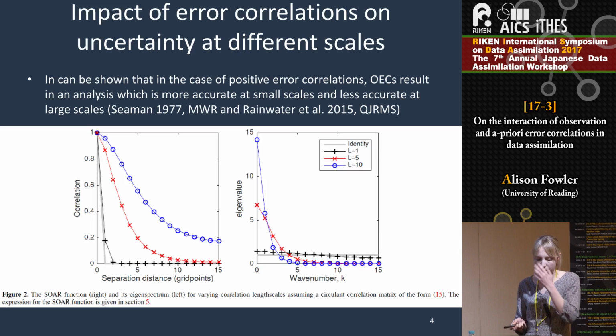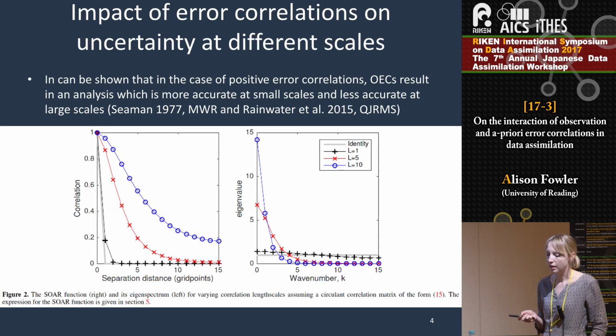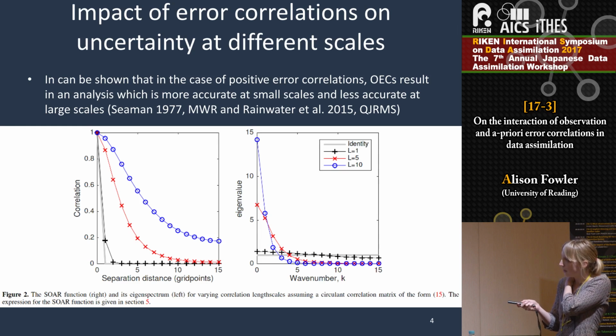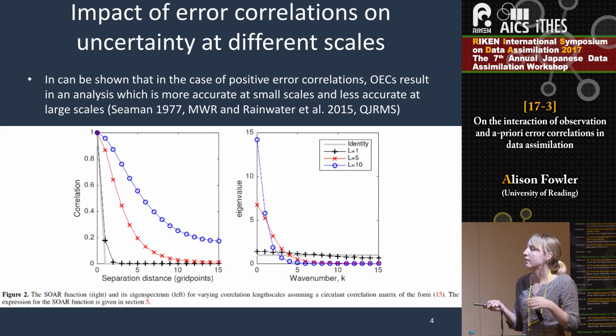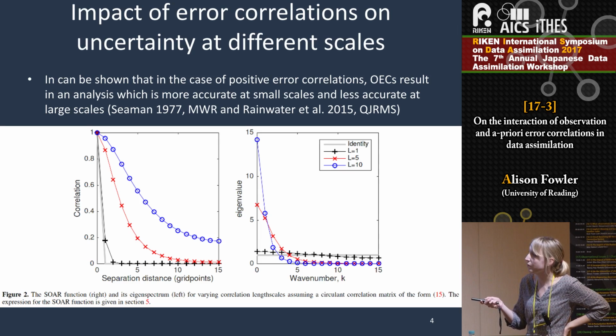One result that's really important in terms of understanding this is previous work that's shown that in the case of positive error correlations, having a correlated covariance matrix means that you end up with less uncertainty at small scales, but more uncertainty at large scales. This is illustrated with this figure, where my covariance matrix is a circulant matrix with a SOAR correlation function. Here the grey line is an identity matrix, and then going out to the blue, we've got increasing correlation length scale.